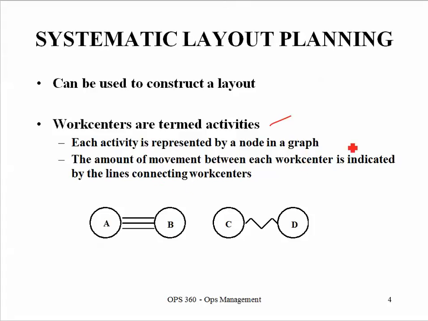Each activity is represented by a node in a graph. So here I've got 4 activities, and in this example, a little different than the last, I'm representing the activities or work centers as letters rather than numbers. And what I do is I draw a line or multiple lines between each pair of activities to indicate the nature of the relationship between those two activities or work centers.